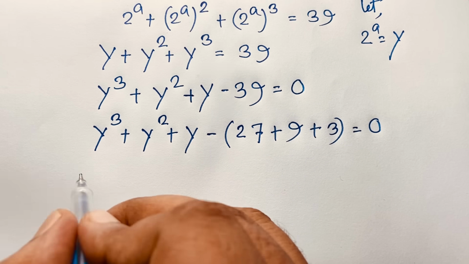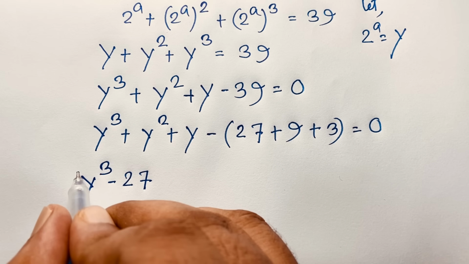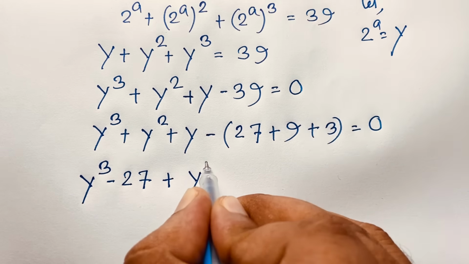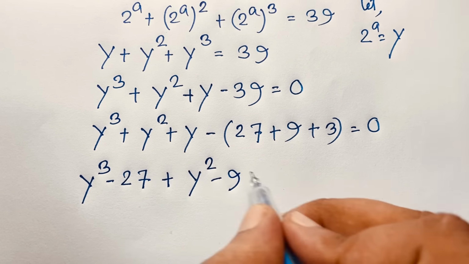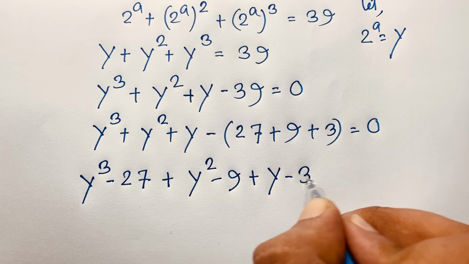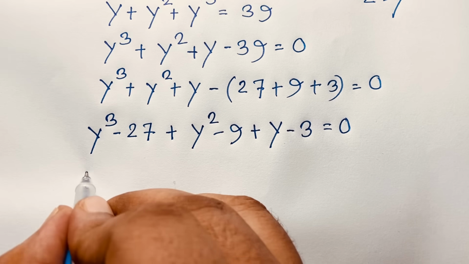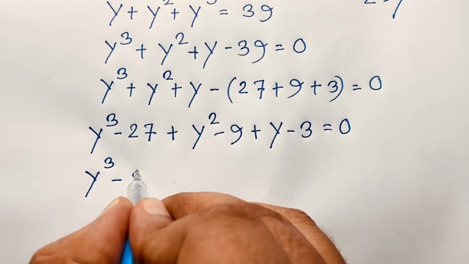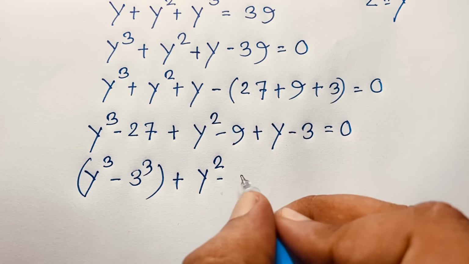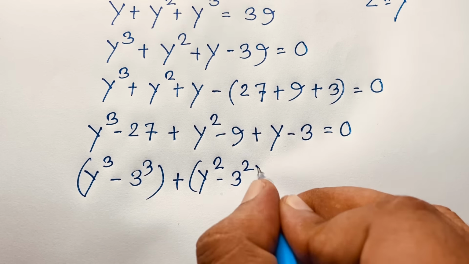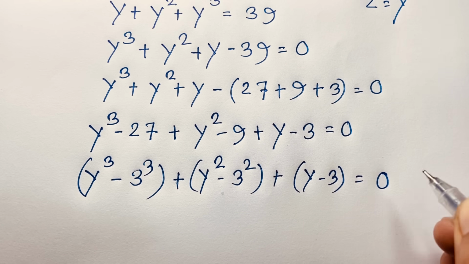Then you can say here y to the power 3 plus or minus, it will be minus 27. I take this value here, plus y square. Then if I take this negative value, 9 plus or minus, it will be negative 9, and this is positive y, and this is minus 3 is equal to 0. Then here y to the power 3, and we know that 27 is 3 to the power 3, bracket, plus y square. Here 9 is 3 to the power 2, bracket, then it will be y minus 3 is equal to 0.